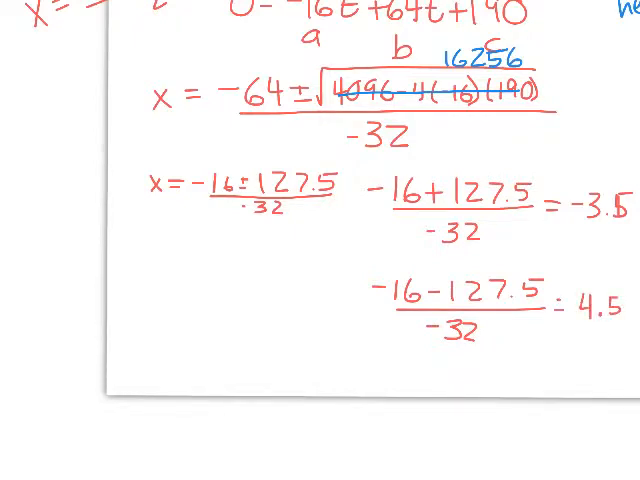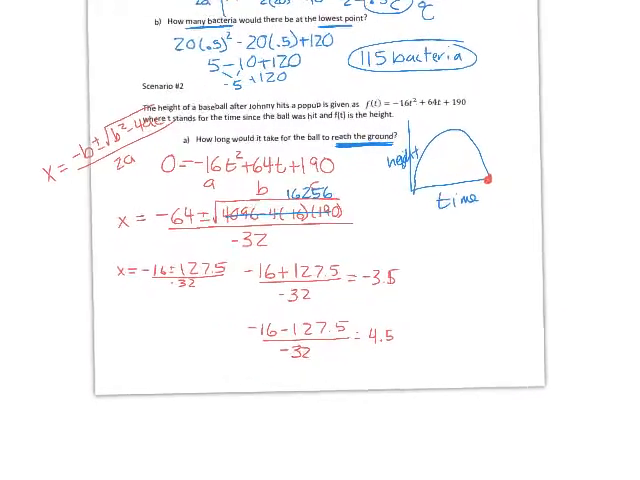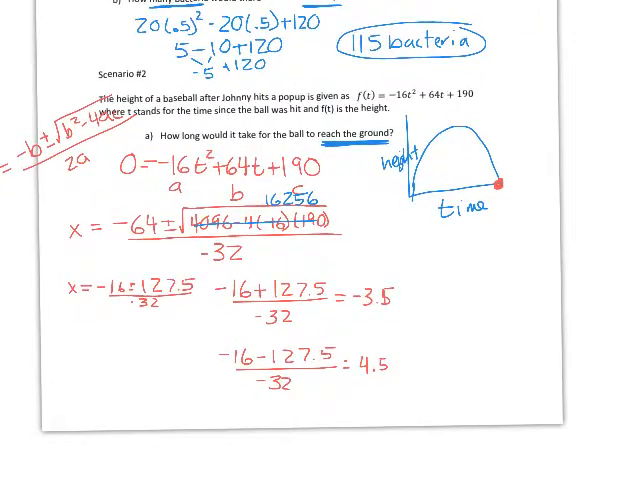So since we have two answers here, we have to think about which one makes sense in context of our problem. So if we come back up to our problem, we are looking at how long would it take for a ball to reach the ground. Hopefully there is no such thing as negative time, so we know that the negative 3.5 is out of there. So the only logical answer here would be 4.5 seconds.